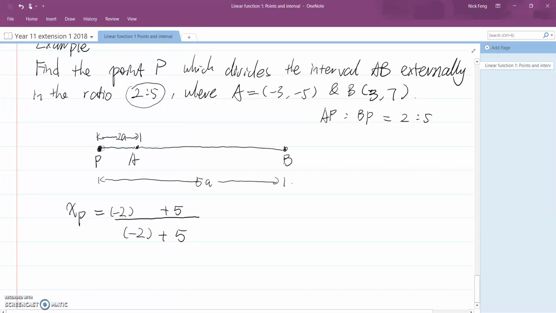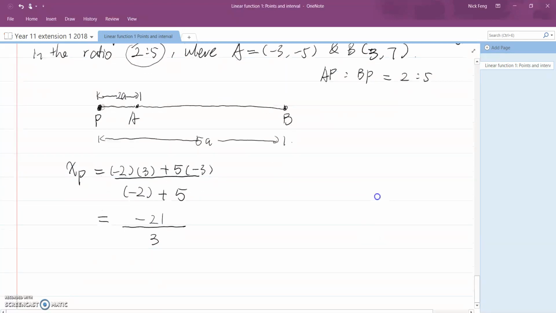And the same thing happens. Instead of putting x1, x2 in, you put x2 and then x1. So the bottom here is 3 and the top is negative 6 plus negative 15, which is negative 21, and that's negative 7.